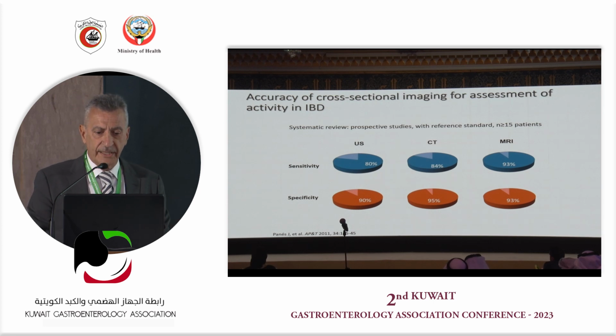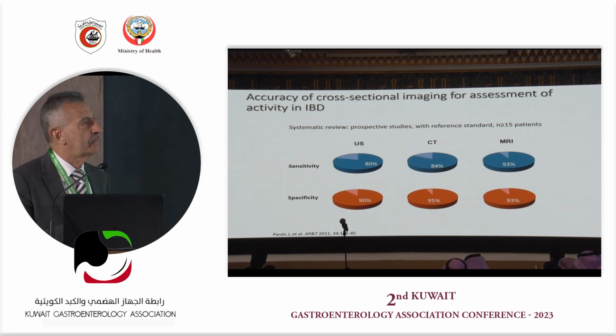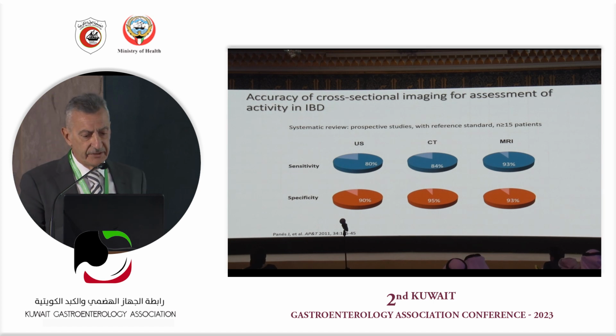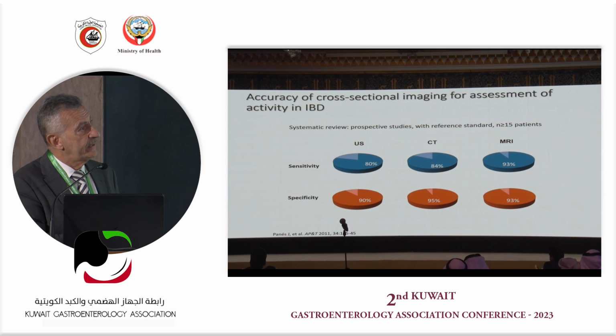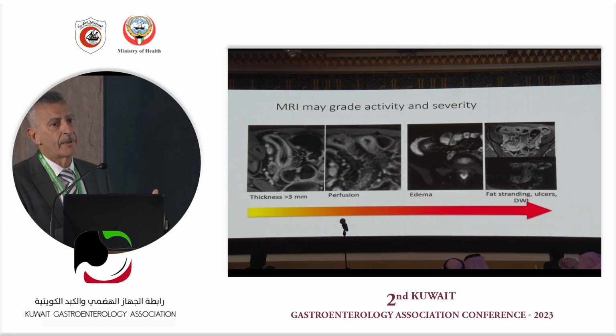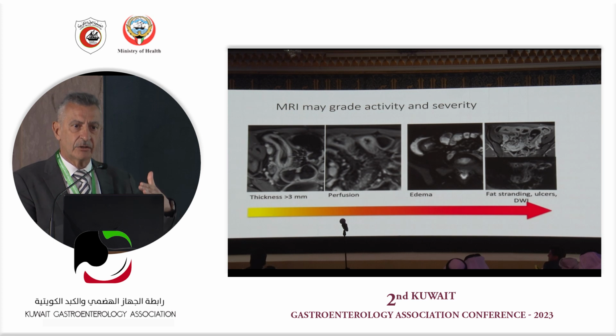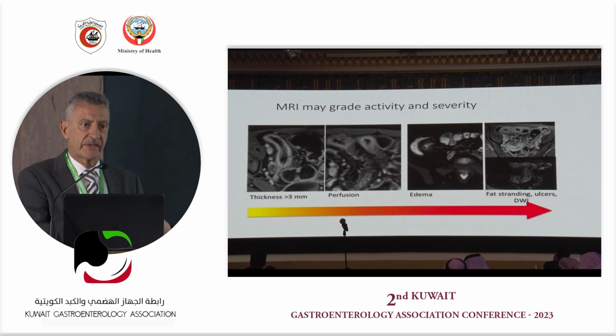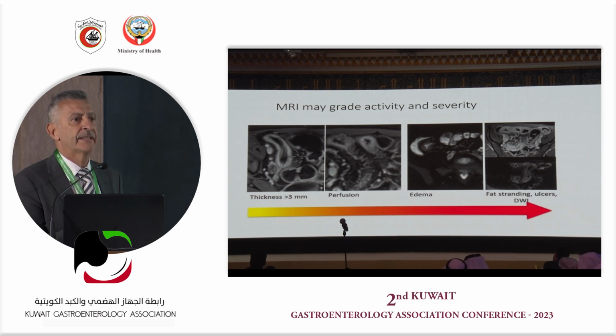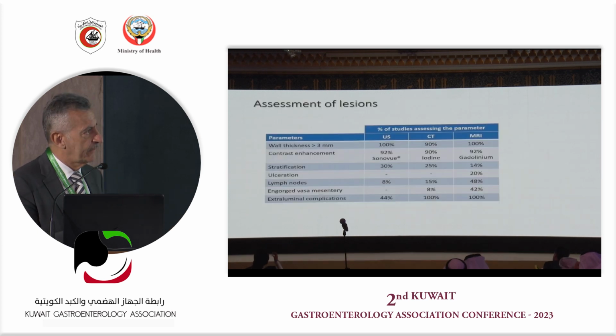So if we look at the accuracy in terms of evaluation of activity, as has been stated already, there is not quite a lot of difference among US, CT and MRI in terms of sensitivity and specificity. The difference with MRI, compared to the ultrasound, is that you can have a grading of activity, and of course also evaluate what is outside the small bowel in terms of complication, looking for example for fat stranding, which is not something that we can evaluate with ultrasound. It's probably also relevant in terms of the pathophysiology of IBD.